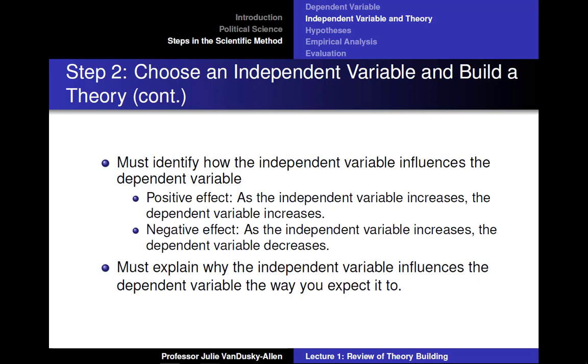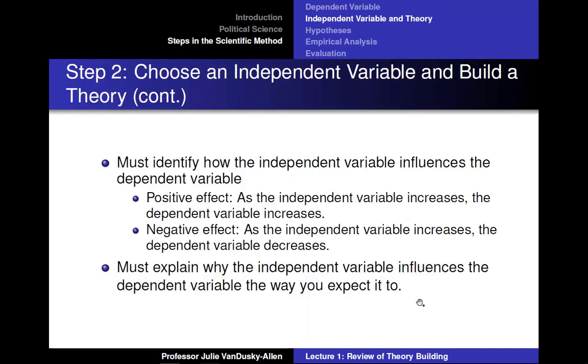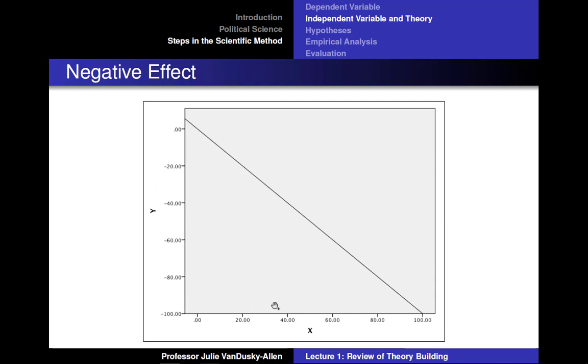In our theories, we have to be specific about how we think the independent variable influences the dependent variable. We state that the independent variable has a positive effect on the dependent variable or a negative effect on the dependent variable. If we believe the independent variable has a positive effect, we believe that as the independent variable increases, the dependent variable increases. If we believe the independent variable has a negative effect, we believe that as the independent variable increases, then the dependent variable decreases.